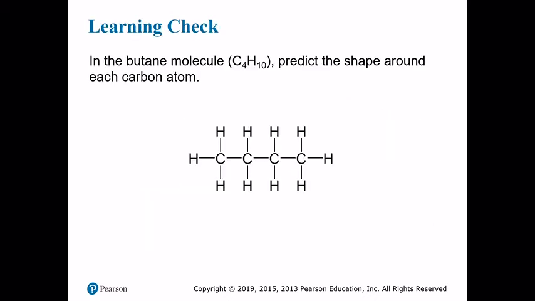This is a simple problem to help you understand how to think about the 3D structure of an organic molecule. It says to predict the shape around each carbon atom in a molecule of butane, C4H10. To answer a question like this, you need to consider each atom on its own. You can see that this carbon has 4 atoms bonded to it, 1, 2, 3, 4, and no lone pairs, so it must be tetrahedral. But the same goes for all of these other carbons as well, so they must all have a tetrahedral arrangement.